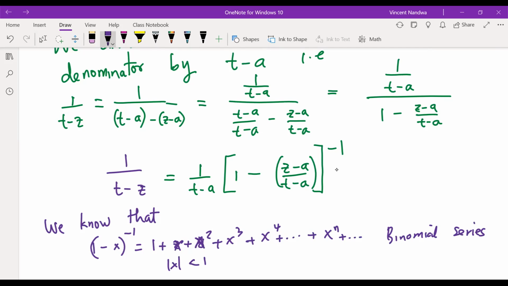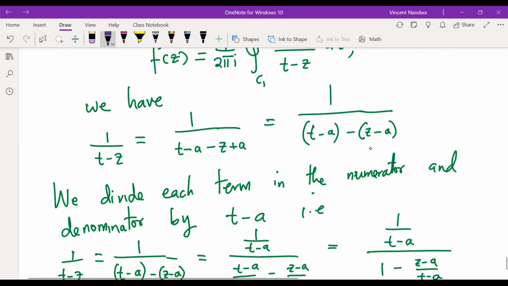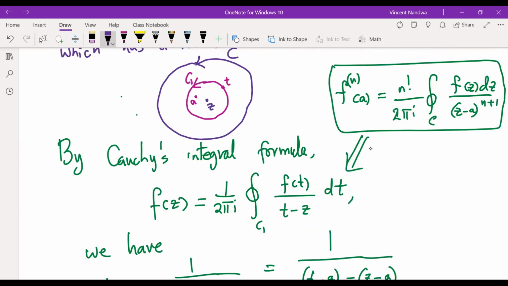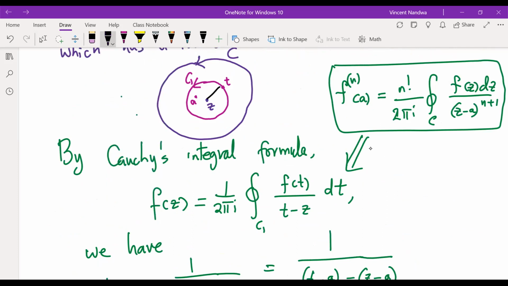We are going to make use of this binomial series expansion for an expression of this form. And you see from our diagram, it's very clear that the distance from z to a is smaller. Let the distance from a general point t on C1 to a be R1, and the distance from z to the point a, which is within the circle C1, be R2. So R1 is greater than R2.